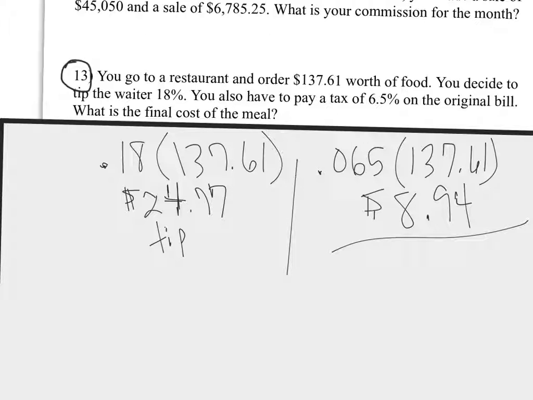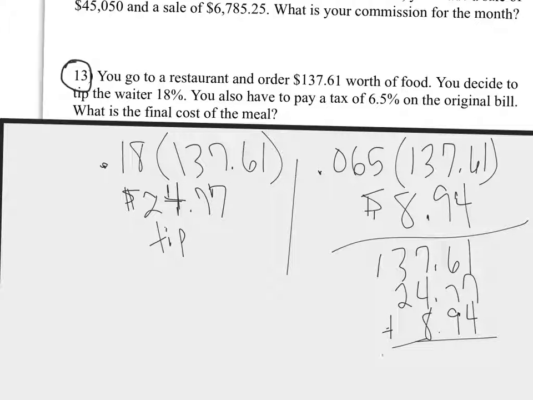And then we would just add those amounts together. $137.61 plus our tip plus our tax would give us our total is $171.32.